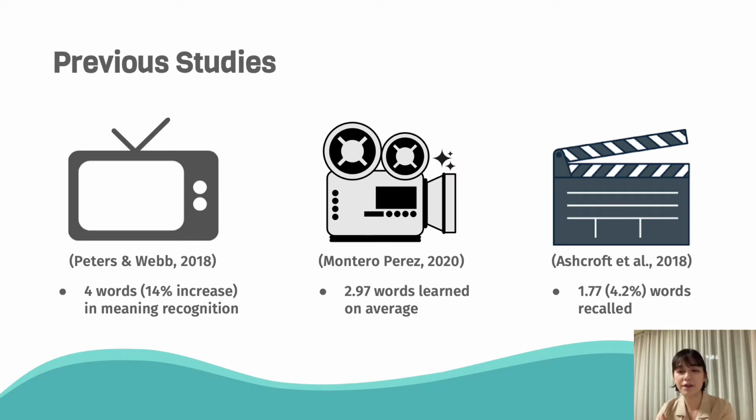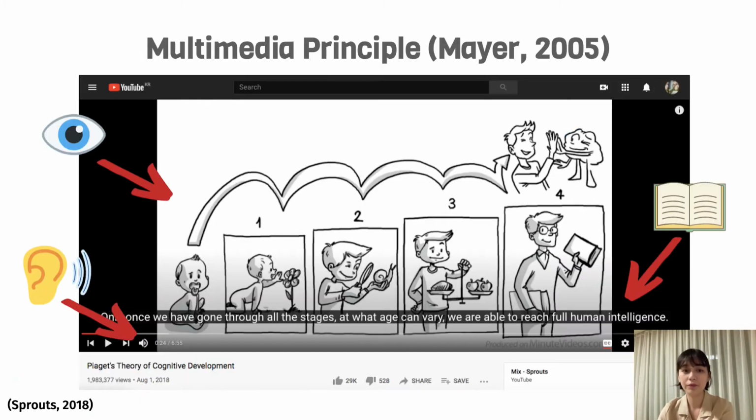So previous research has found that viewing of television shows in the second language may lead to substantial vocabulary gains of approximately 4 words or 14% increase in meaning recognition. And likewise, viewing a documentary also had significant impact on word learning, 2.97 words on average, and also, watching a single movie with second language captions provided a modest increase in students' ability to recall words of 1.77 or 4.2% of words.